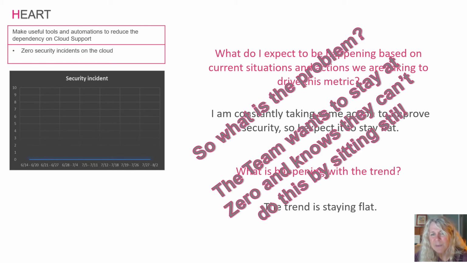Well, I tell you what, the team knows that they want to keep it at 0, and they also know that the possibility for new vulnerabilities to come up continues to grow. So they have to constantly take action in order to keep this at 0.